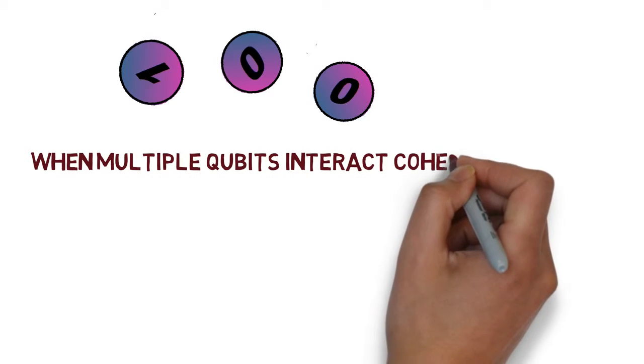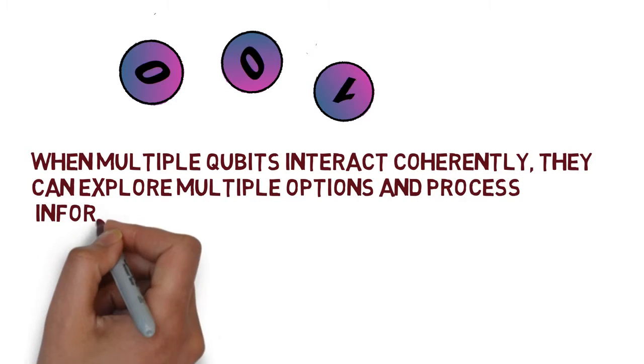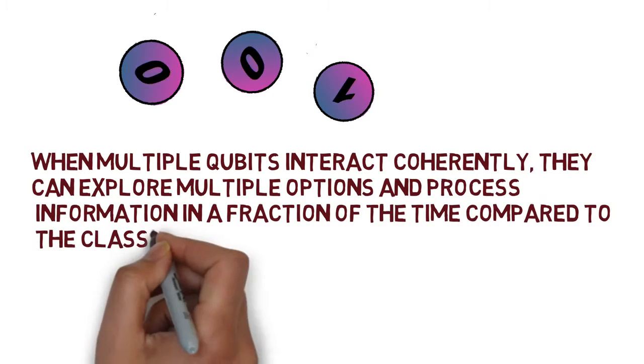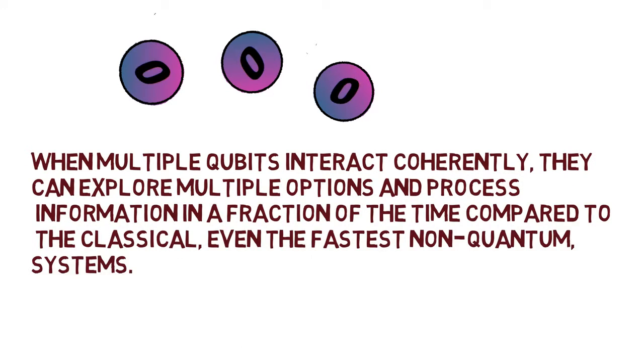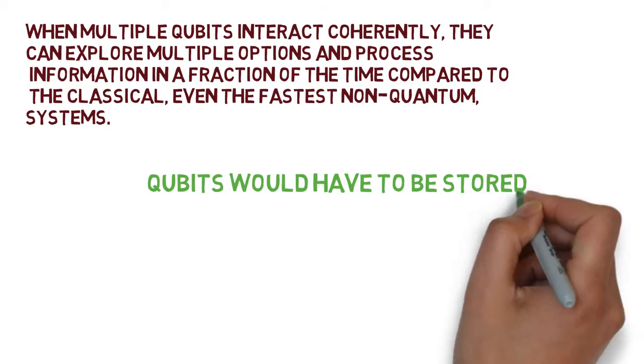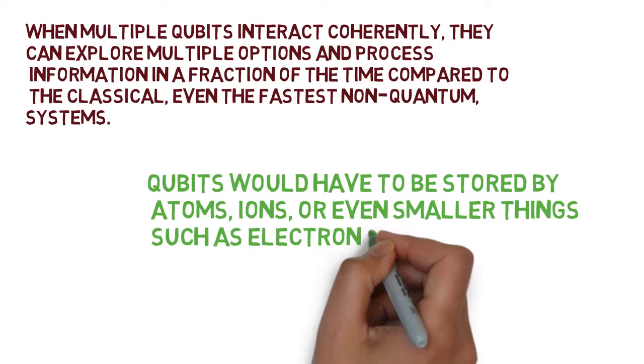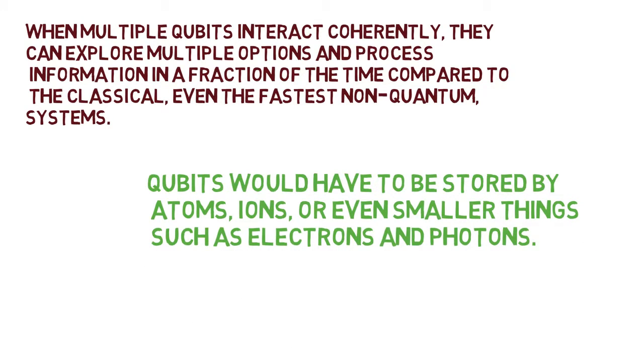When multiple qubits interact coherently, they can explore multiple options and process information in a fraction of the time compared to that of classical computing or even the fastest non-quantum systems. Qubits would have to be stored by atoms, ions, or even smaller things such as electrons and photons.